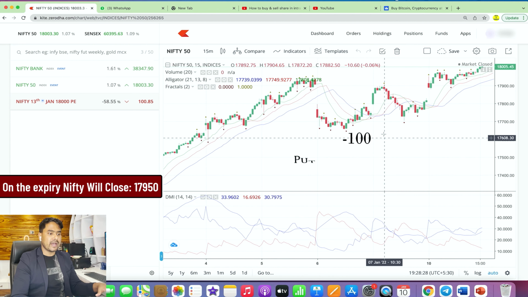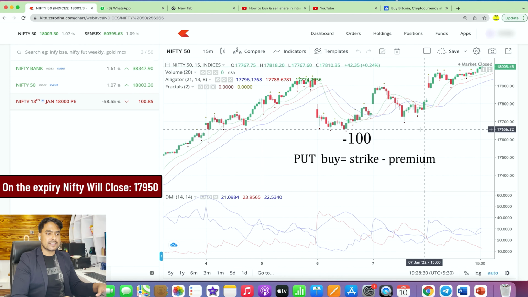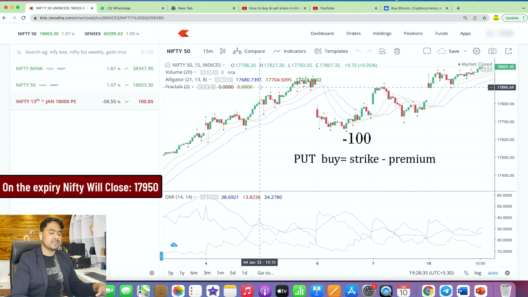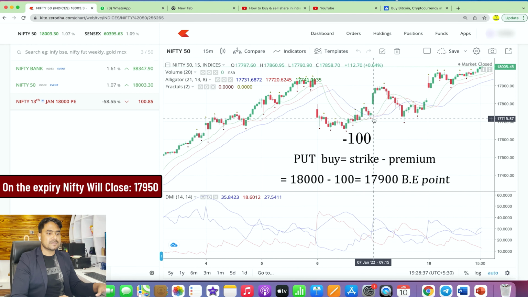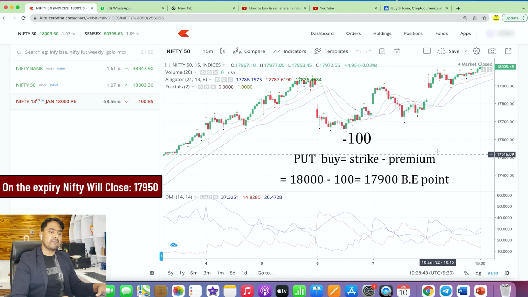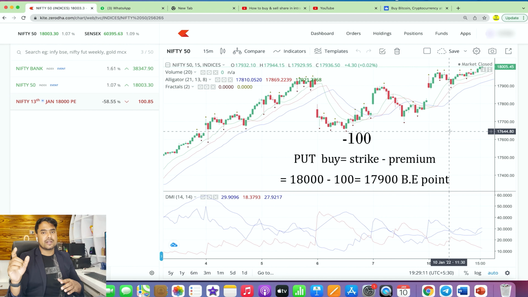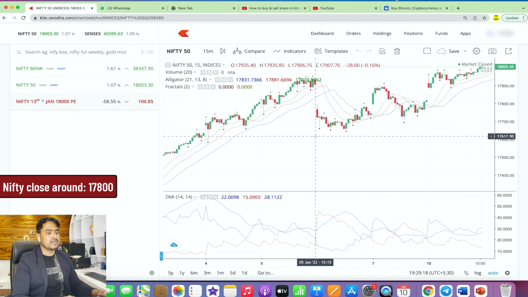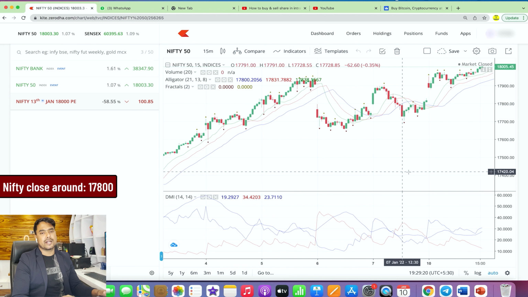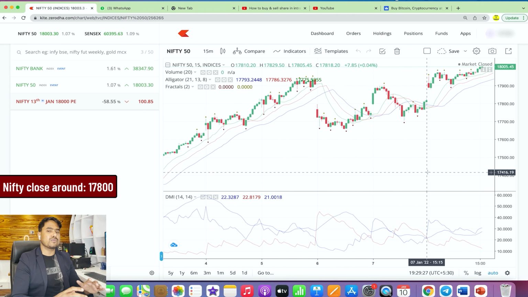For the put option buyer, break even is strike price minus premium. That means 18,000 is the strike price minus premium around 100, break even would be 17,900. That means on the expiry date, Nifty has to close below the break even point. That is 17,900. Let's say Nifty close around 17,800. Then what would be PNL for option buyer?